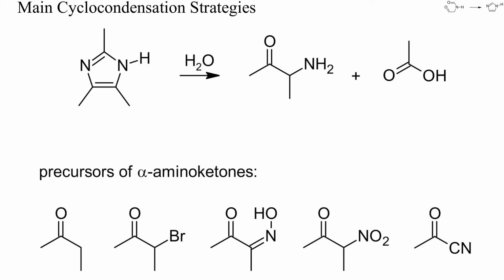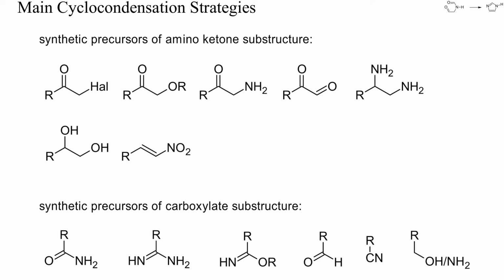Formal hydrolysis of imidazoles would yield an alpha-aminoketone and a carboxylic acid. In my videos about the preparation of phenethylamines, you can find a thorough discussion about how to prepare aminoketones and about their properties. Because aminoketones are unstable, most imidazole syntheses are based on other precursors, such as haloketones, oxyminoketones, or nitroketones. And because imidazoles are formed readily, even precursors that require oxidation or reduction can be used to prepare imidazoles.